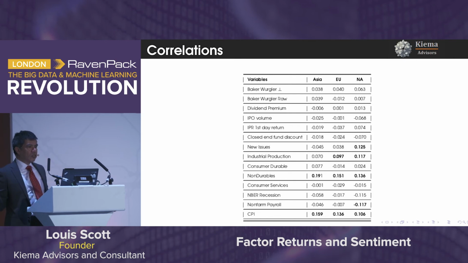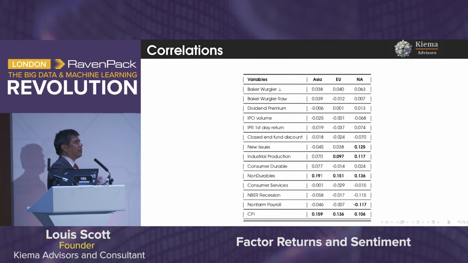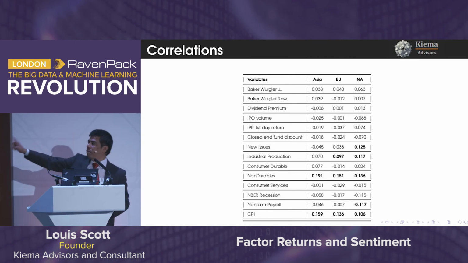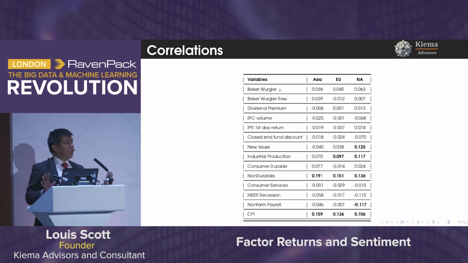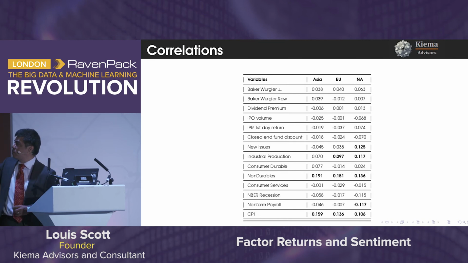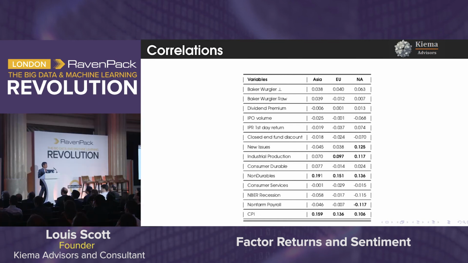And what you see is there's absolutely no correlation. Right? So we're not talking about Baker and Wigler measure. When we look at the decomposed pieces of the Baker and Wigler measure, same story. It is not that, with the exception of North America and new issues. So in North America, you got a correlation of about 12. Okay? So there's something about, in good times, the Americans like to issue new shares.